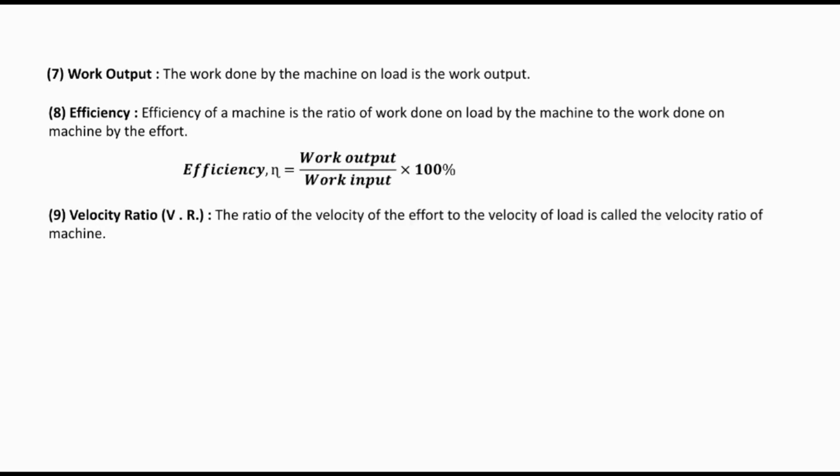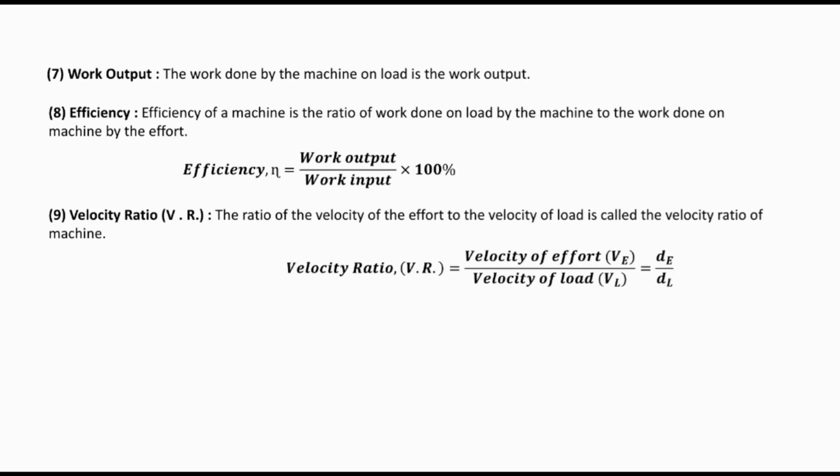Velocity ratio. The ratio of velocity of effort to the velocity of load is called the velocity ratio of the machine. So velocity ratio is equal to velocity of effort divided by velocity of load, which is equal to dE upon dL, where dE is the displacement of the effort point due to the application of the effort force, whereas dL is the displacement of the load point due to the effort force which overcomes the load force.